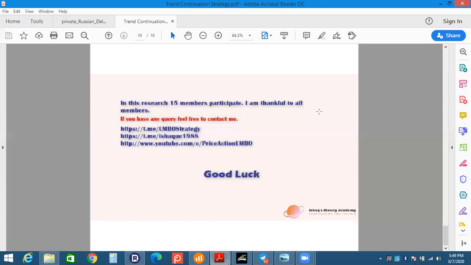Again, the evening star pattern. Okay, so here there is a pattern for the evening star. Wait one minute.